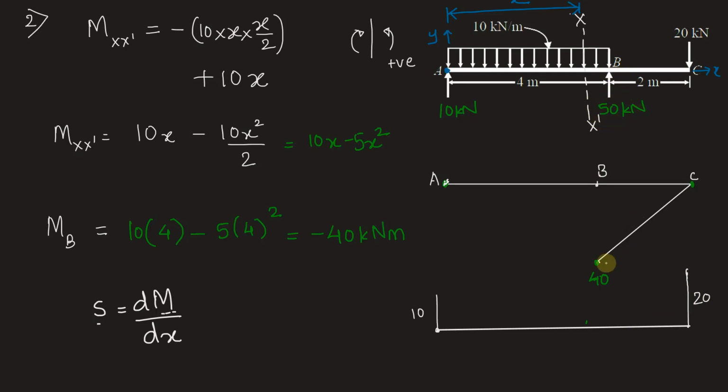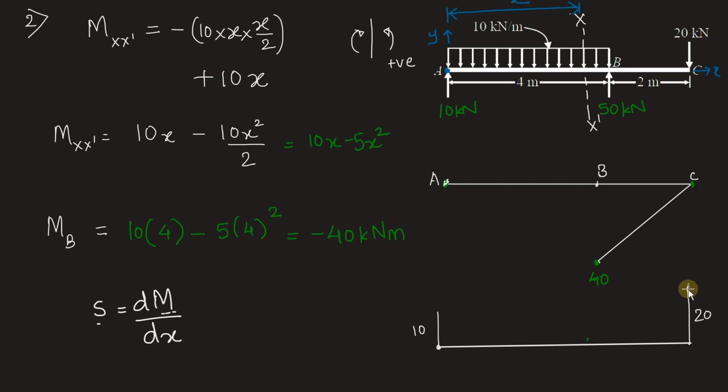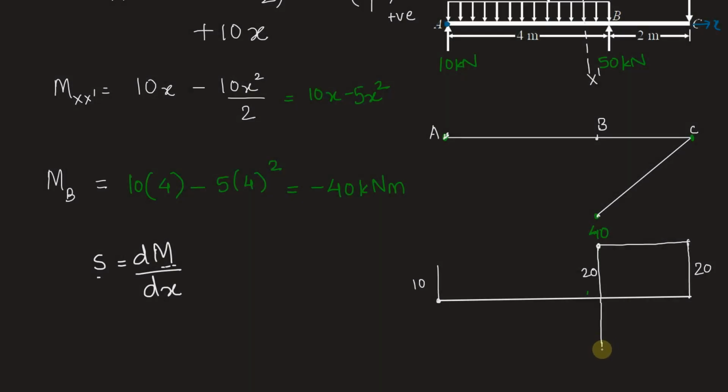So how can we represent it? Between B and C, there shouldn't be any load. It will remain a constant value of 20 up till we reach B. And then at B, downward 20. And then to compensate for this 50 kilonewton, we need to add 30 more. So it will look something like this. Now from B to A, we can directly join with a line.